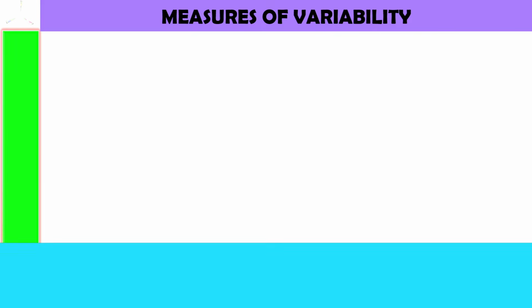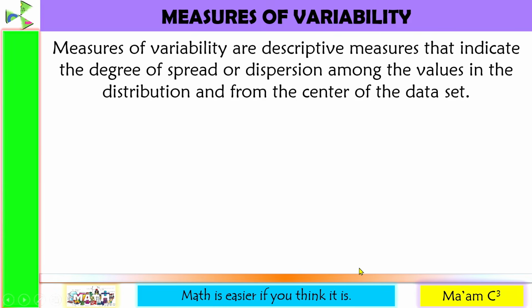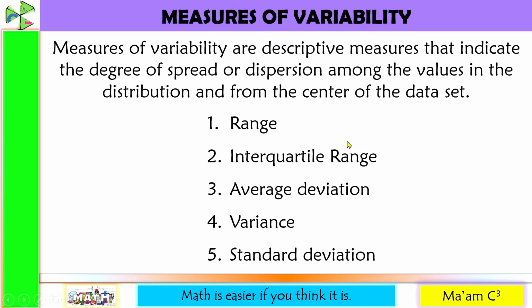Let's have a quick review. Measures of variability are descriptive measures that indicate the degree of spread or dispersion among the values in the distribution and from the center of the dataset. As mentioned earlier, these are the following.